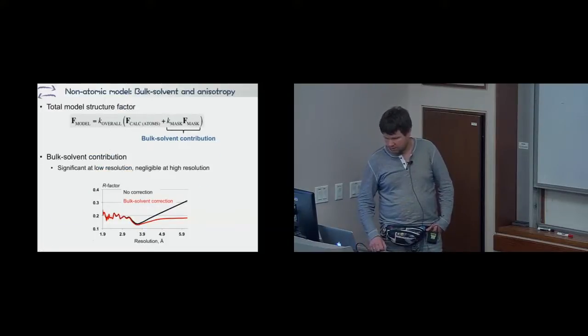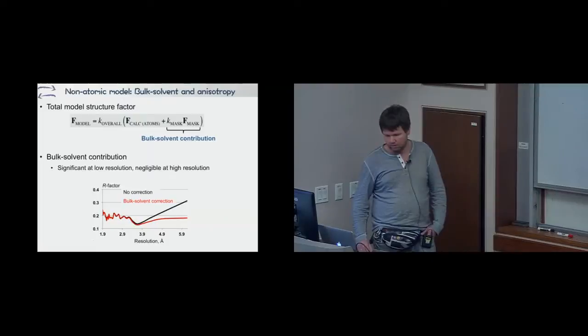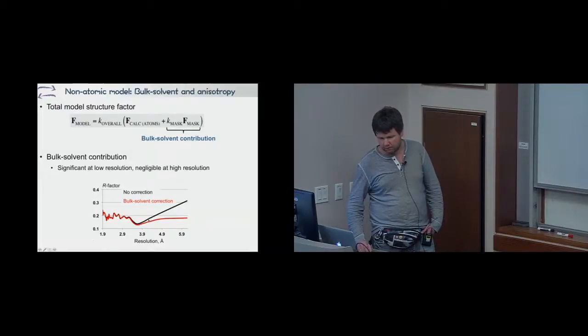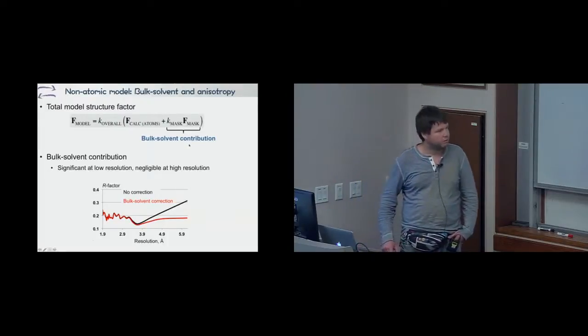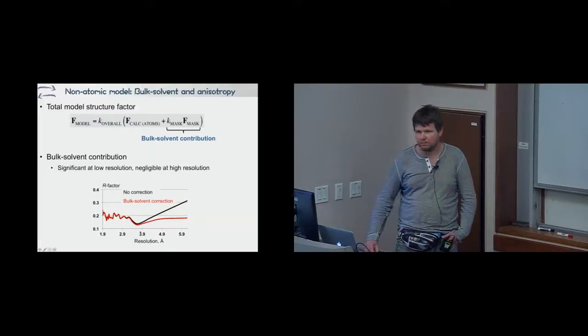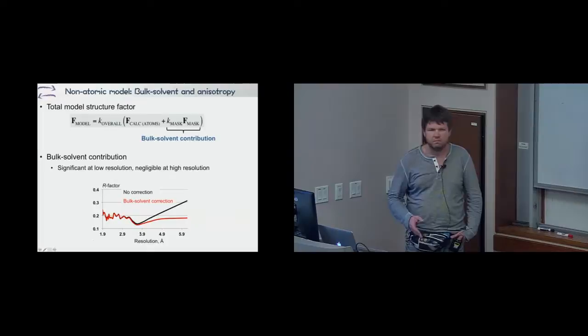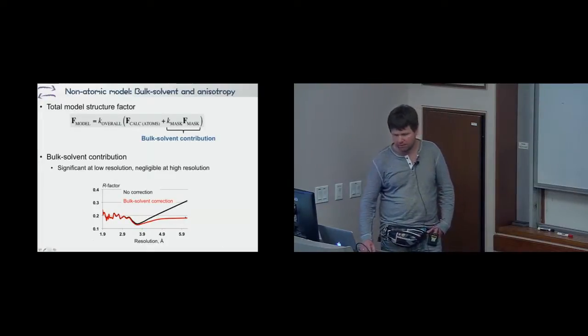Just to illustrate the contribution from bulk solvent, it may be instructive to look at it, and indeed, an instructive way is to plot R factor as a function of resolution. What we have here is R factor without and with bulk solvent contribution accounted for in the total model structure factor. What we can learn from this plot is that bulk solvent contributions start showing up at approximately 3.5 angstrom resolution and lower. And the lower you go, the bigger the contribution from bulk solvent you get.